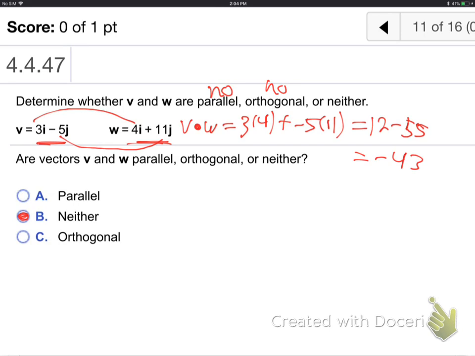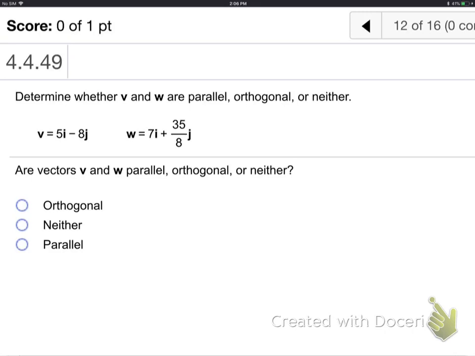Didn't come out 0, right? The dot product is supposed to be 0 if they're going to be perpendicular, because the cosine of the angle would be 90, and cosine 90 is 0. Didn't happen. These are neither. Good? Easy enough? Parallel, perpendicular, neither, or parallel, orthogonal, neither. All right, let's move on. Okay, try that one. Parallel, orthogonal, or neither.